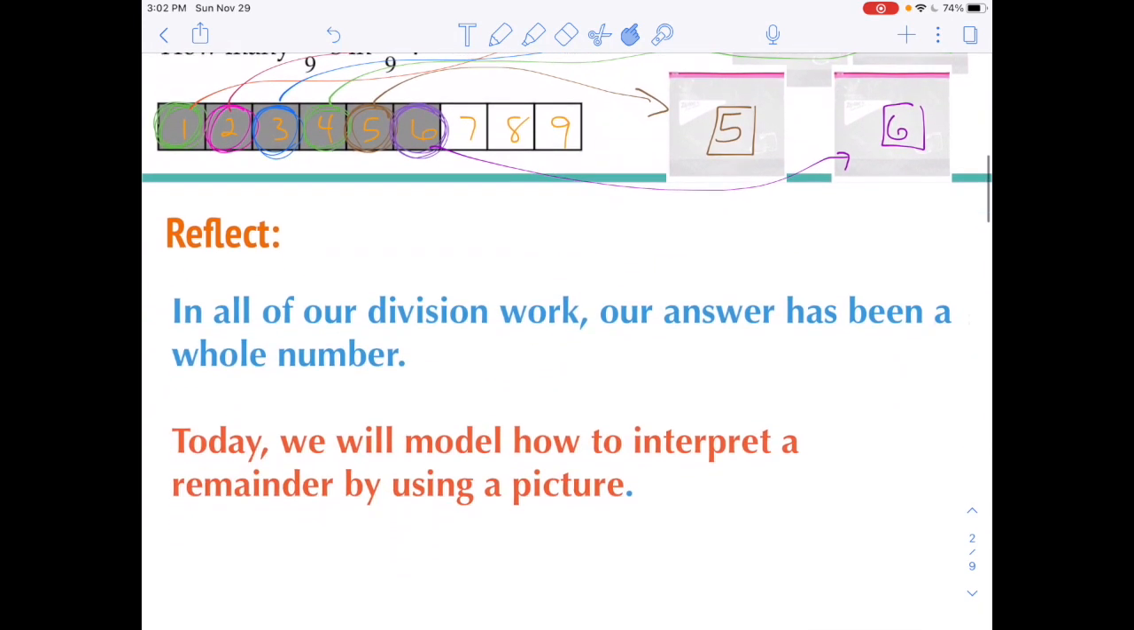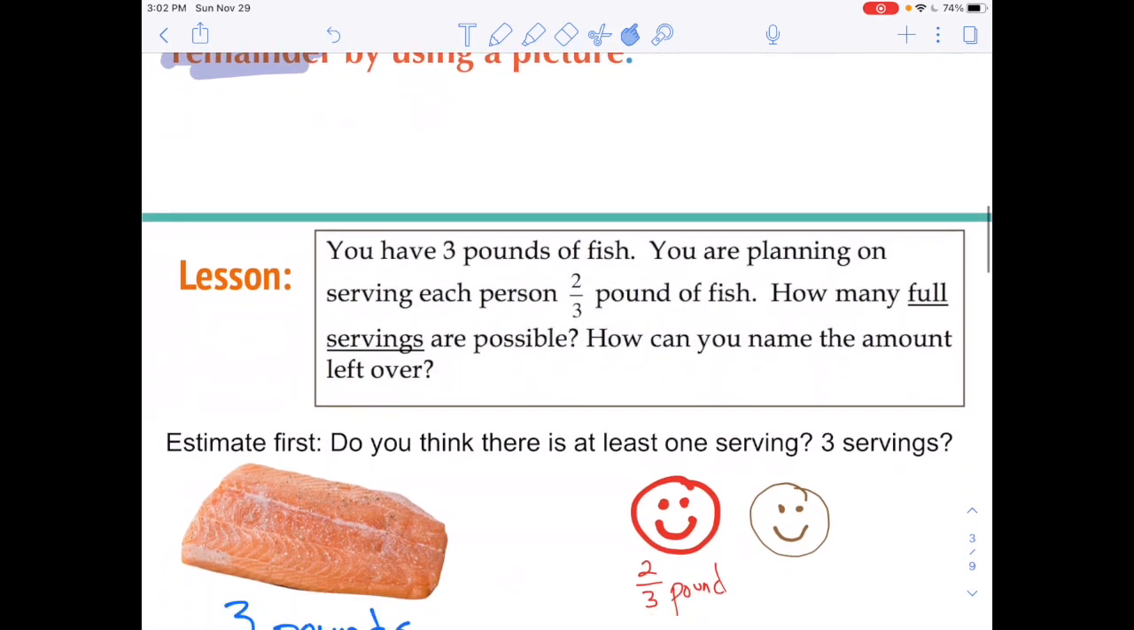All right, so at this point, we're going to do a very quick reflection. In all of our division work, our answer has been a whole number. But today that's going to change. Today, we will model how to interpret a remainder by using a picture. So there's going to be a leftover after we divide, and we're going to have to name that remainder. All right, here we go.